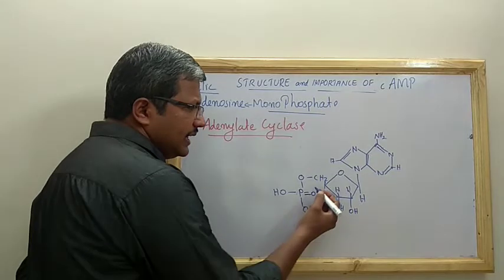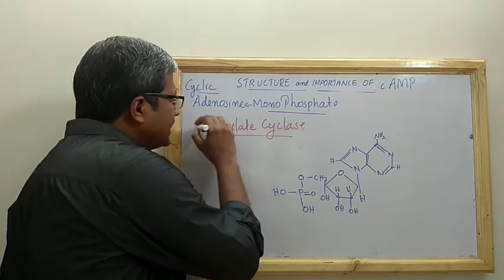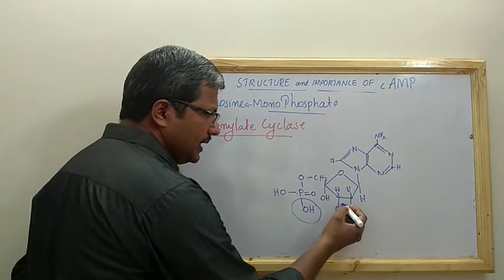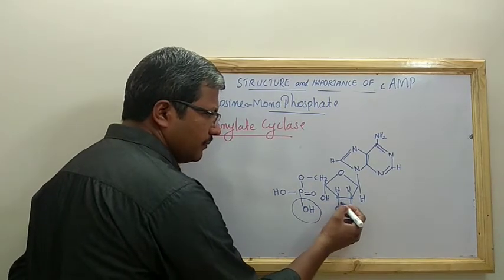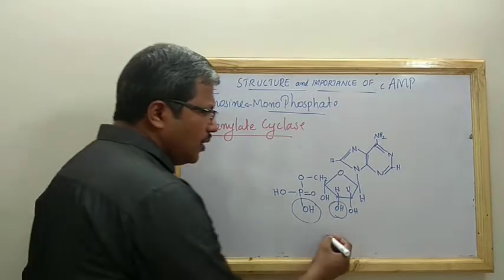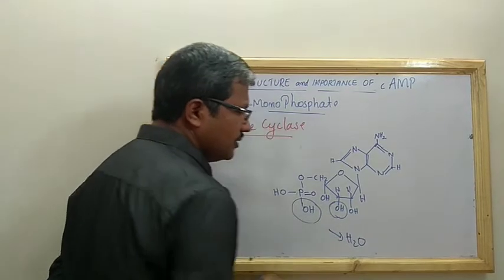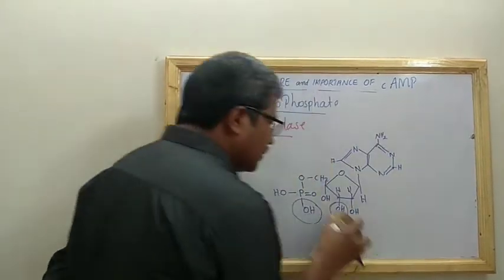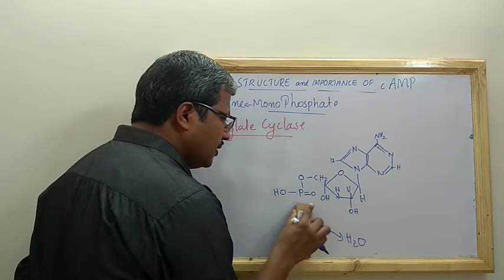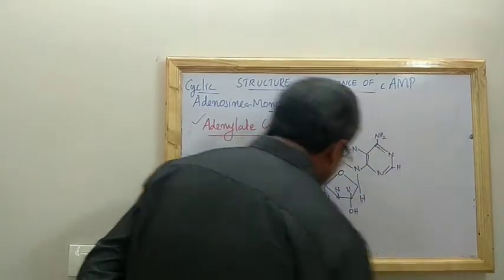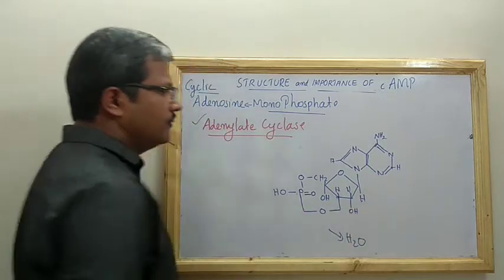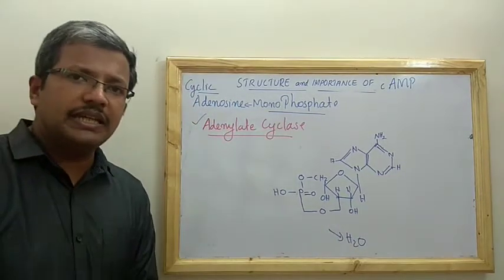So we can see that a bond will be formed by the action of adenylate cyclase between this particular hydroxyl group and this particular carbon. So this one will be removed out. So we can see that one water molecule will be removed out, and as a result there will be a bond between this phosphate and carbon through oxygen. So this is actually the cyclic AMP.